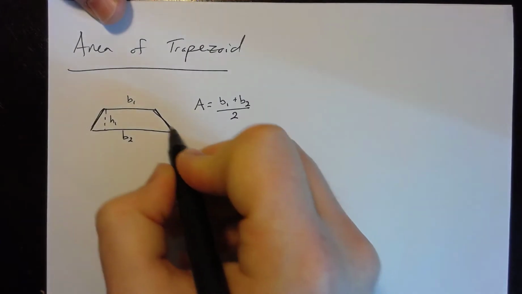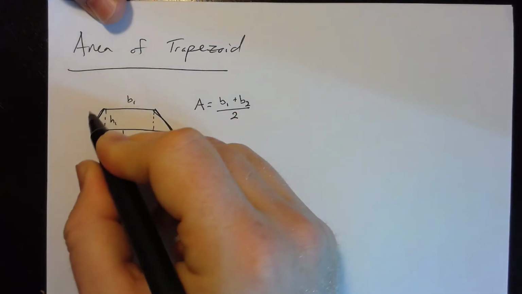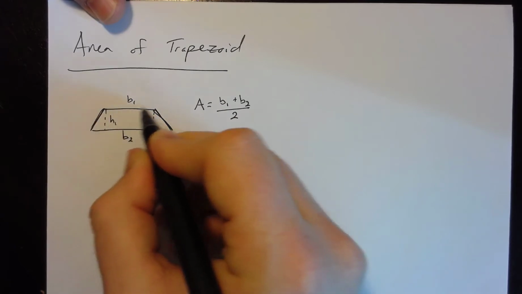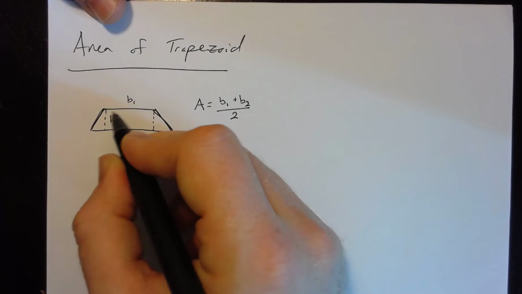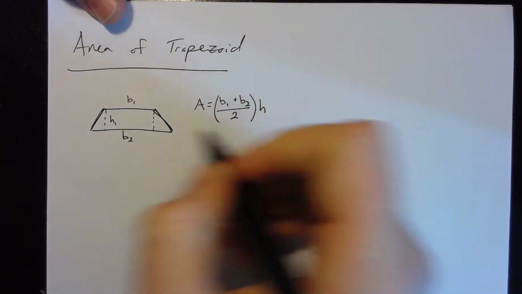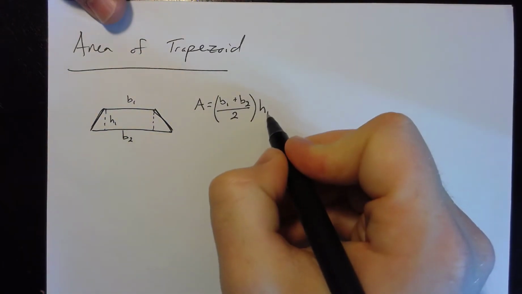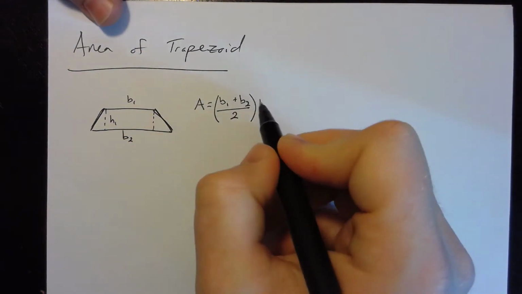In other words, basically what we're going to do is slice this down the side here and here. We're going to take this piece over and move it to this side so that the bases are averaged out. So they're not necessarily base 1 or base 2, but the average of those two bases. And then we're going to take that value and multiply it by the height. I have it labeled here as h1, but it doesn't really need to be labeled as h1 because we again only have one height. But this is the area of any given trapezoid.